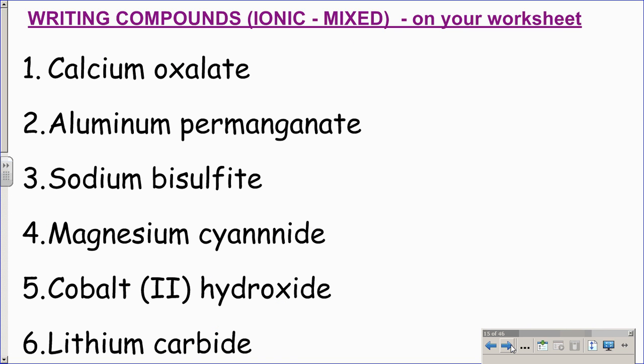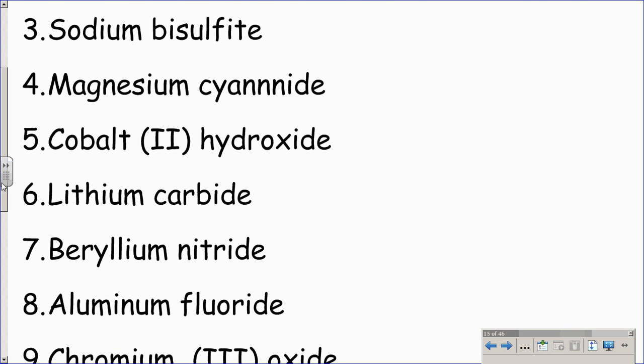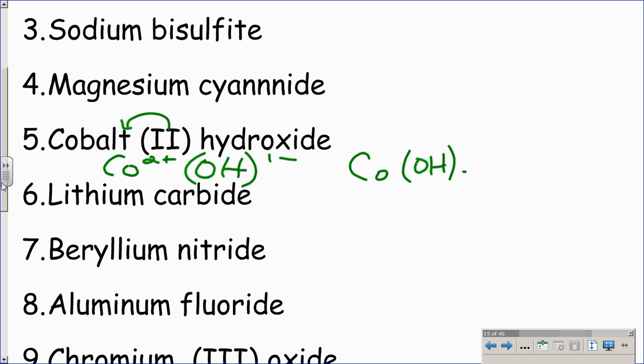All right, so let's practice this one again. Let's do number 5, cobalt 2 hydroxide. So cobalt is Co, this 2 is saying cobalt's charge is 2. What's hydroxide? OH minus, and that's a polyatomic ion, so I put parentheses around it. The charge goes on the outside of the parentheses. Crisscross, what do you get? OH 2. Parentheses, OH 2.